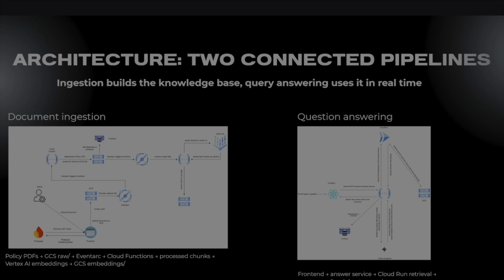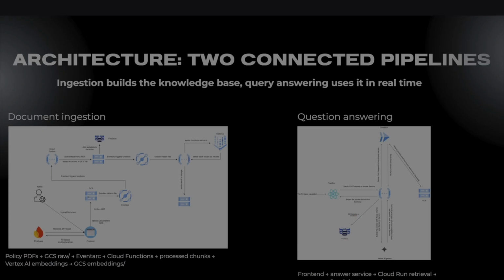Our architecture. Our system is built around two connected pipelines: document ingestion and question answering. The ingestion pipeline builds the knowledge base. Policy PDFs are uploaded, stored in Google Cloud Storage, then processed through event-driven cloud functions. The system extracts text, splits it into chunks, and then generates embeddings using Vertex AI. These embeddings are stored and used for semantic search.